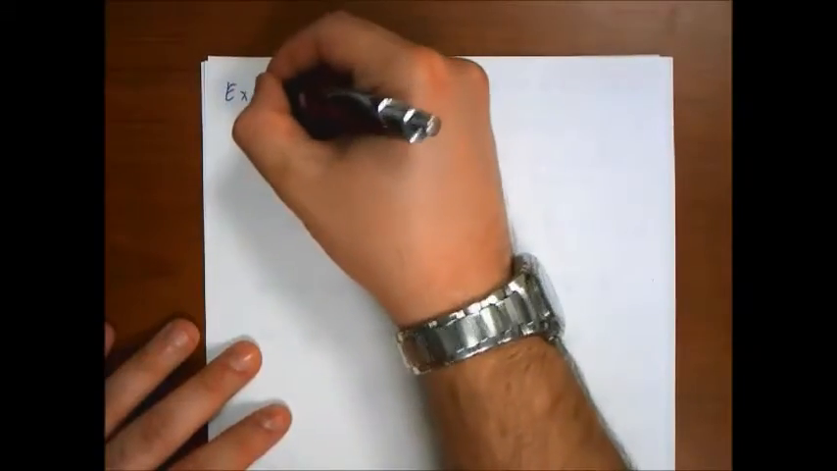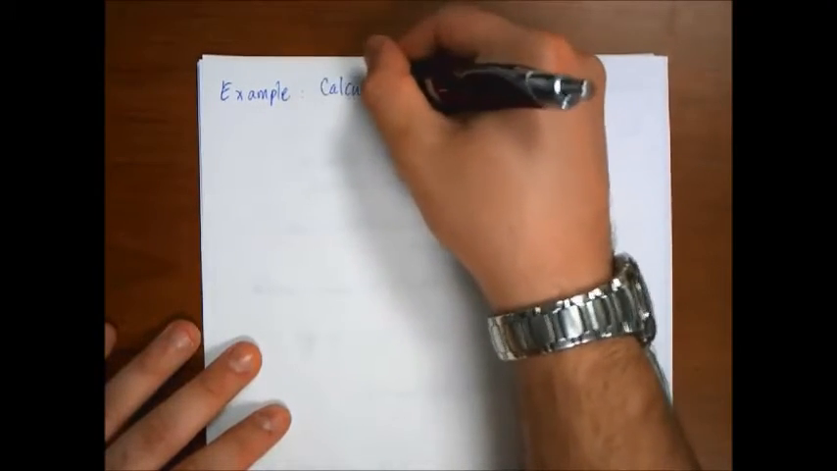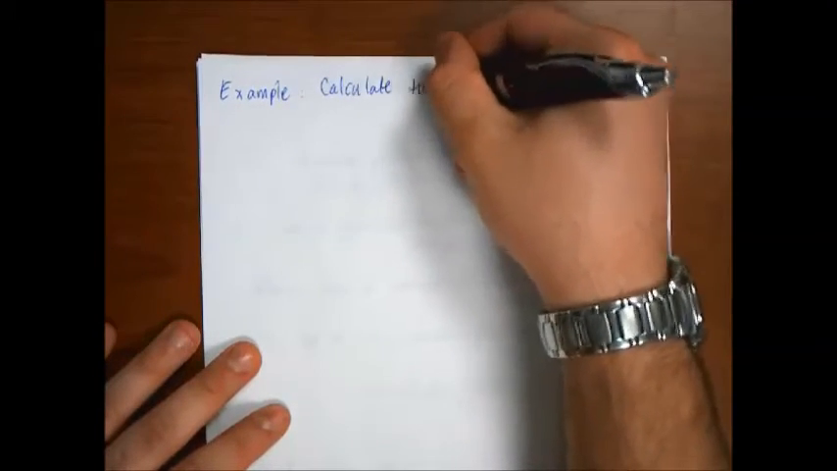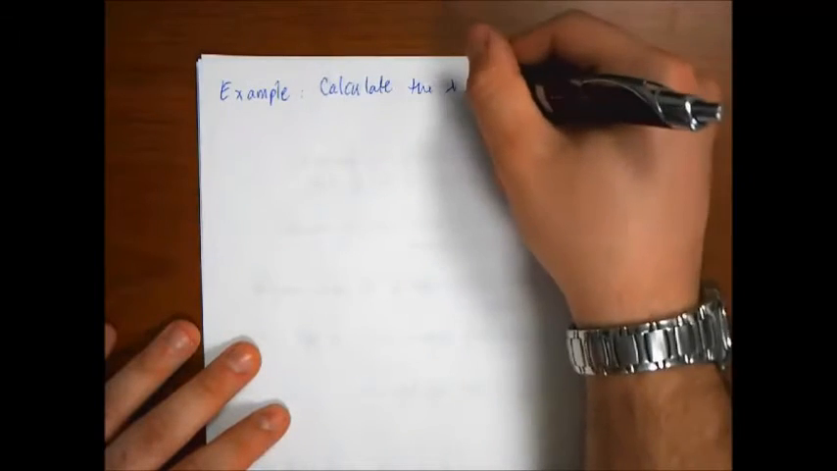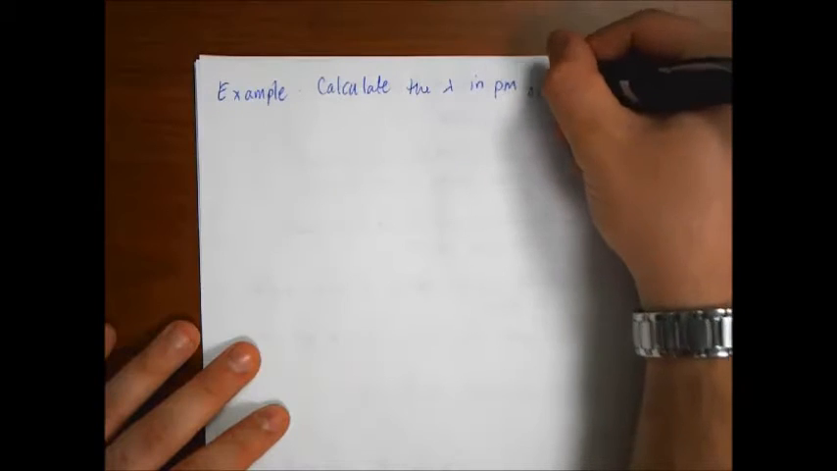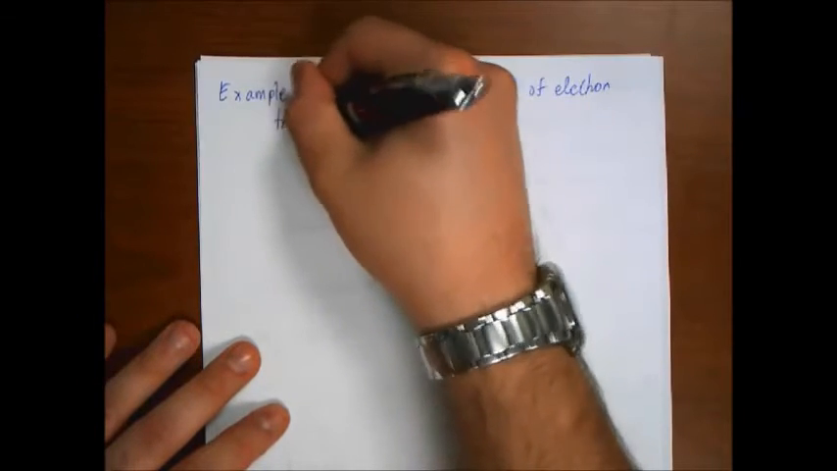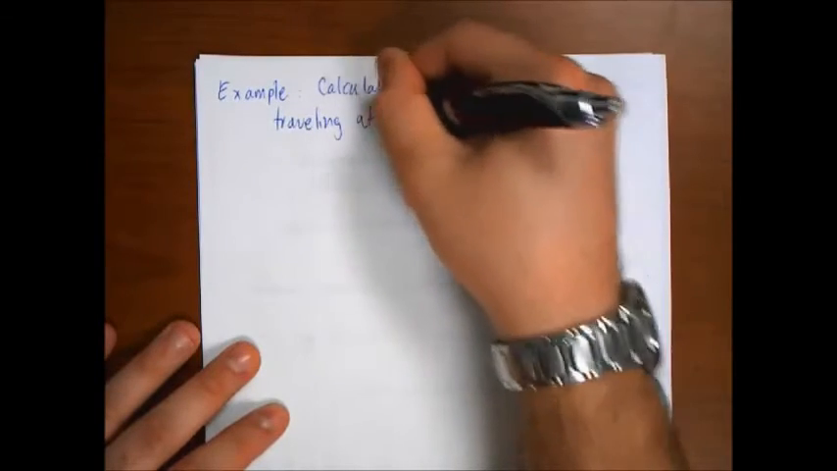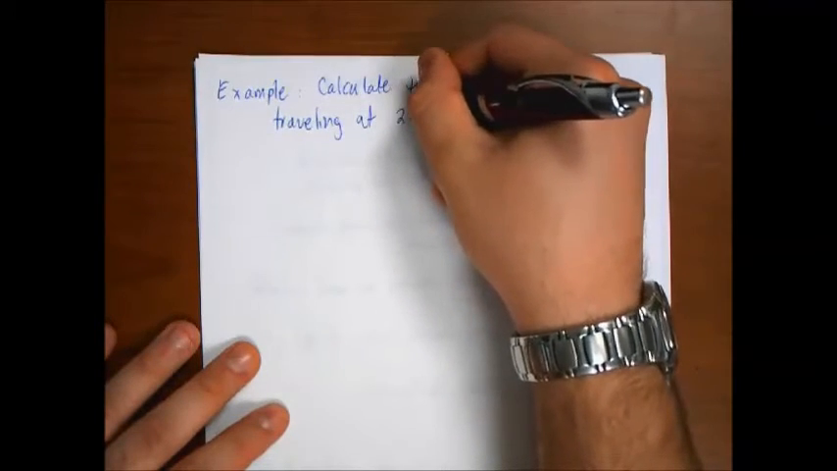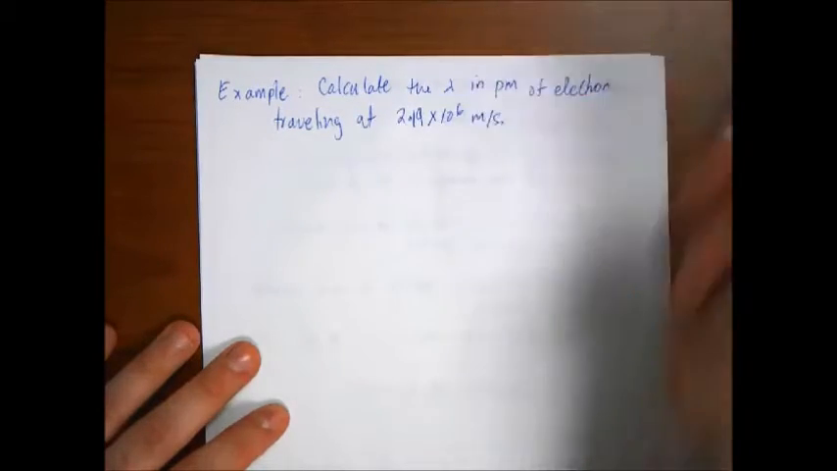So here's an example of how this wave-particle duality kind of works. I could ask you on the exam to calculate the wavelength, I'm going to use a symbol for wavelength, in picometers of an electron traveling at 2.19 times 10 to the 6th meters per second.